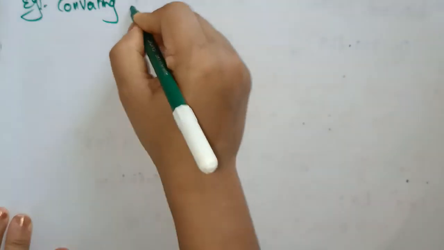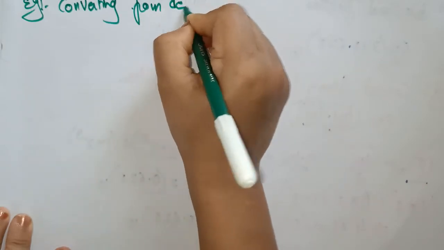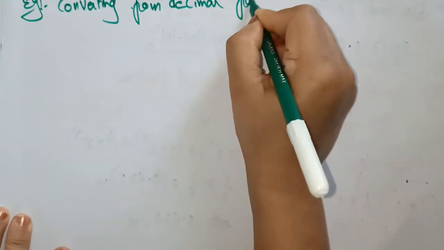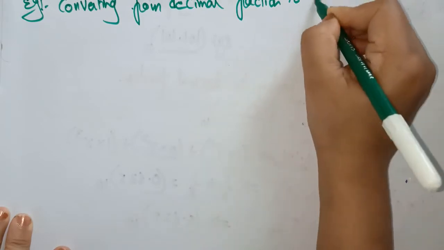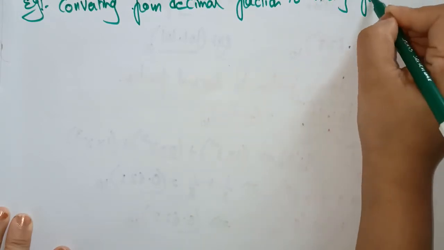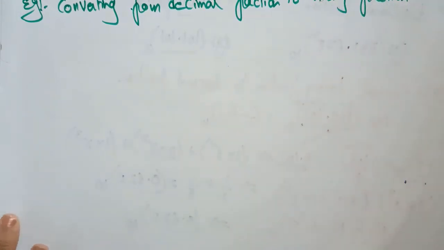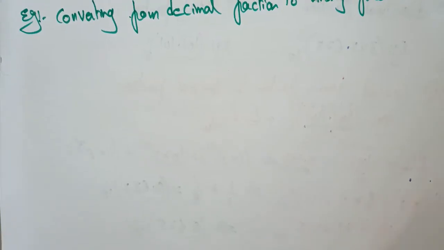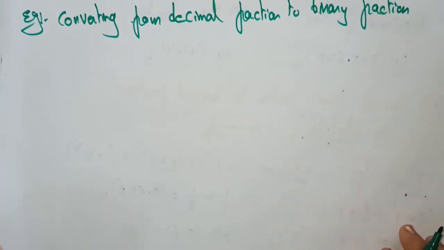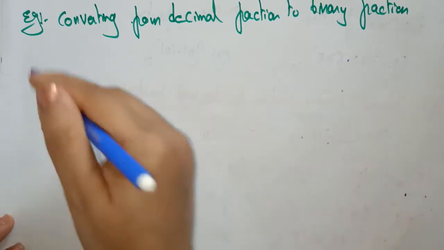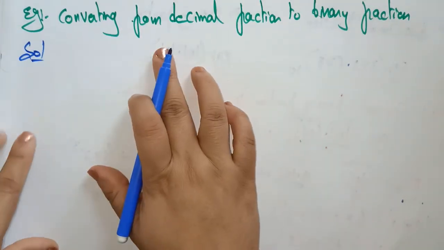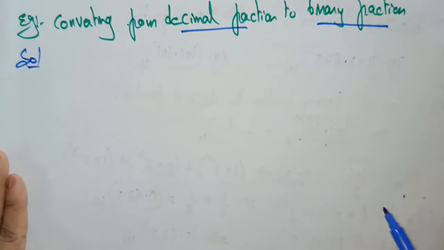Converting from decimal fraction to binary fraction. If you know the concept, you can directly calculate very fast. So that each and every student can understand, I am explaining clearly by taking simple steps. But once you understand the complete concept, you can speed up your work also. Don't worry about that. Now convert the decimal fraction to binary fraction.